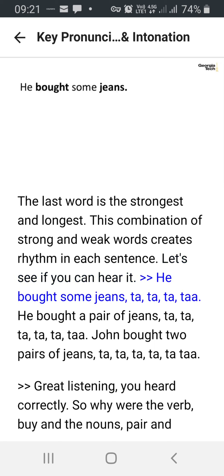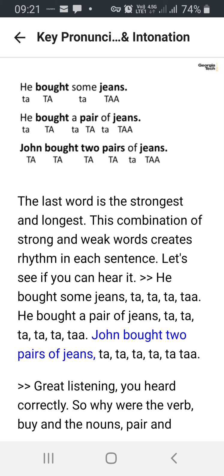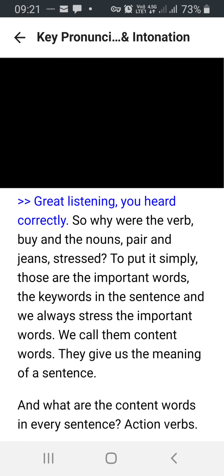He bought some jeans. Ta-ta, ta-ta. He bought a pair of jeans. Ta-ta, ta-ta, ta-ta. John bought 2 pairs of jeans. Ta, ta, ta, ta, ta, ta. Great listening. You heard correctly.